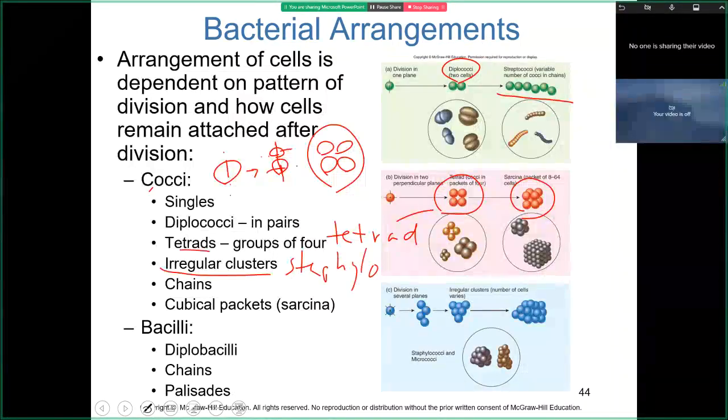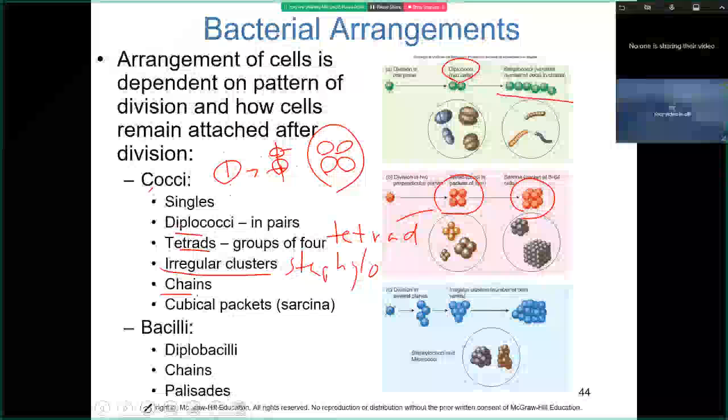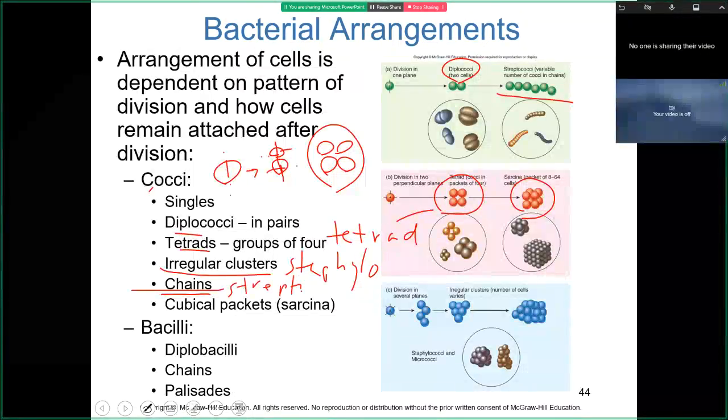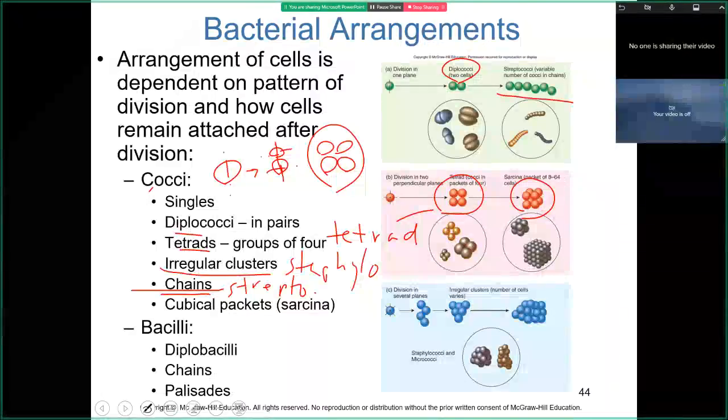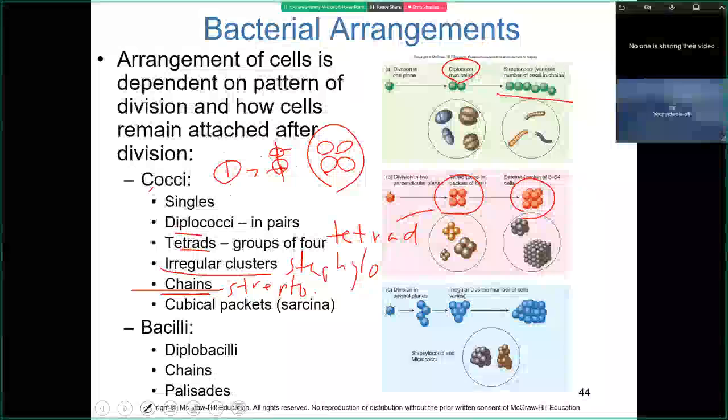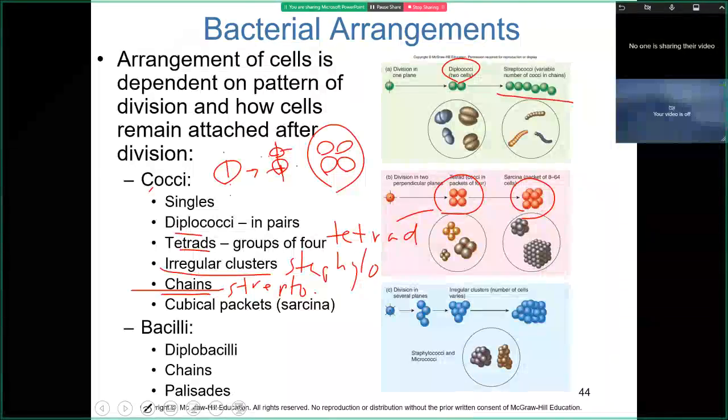Groups of 4 are tetrads. You've got the diplo. You've got strepto. That's chains. And then you've got the Sarcina arrangement. So those are different arrangements. And cocci, you can see, are quite versatile with regard to the variety of arrangements that they have.